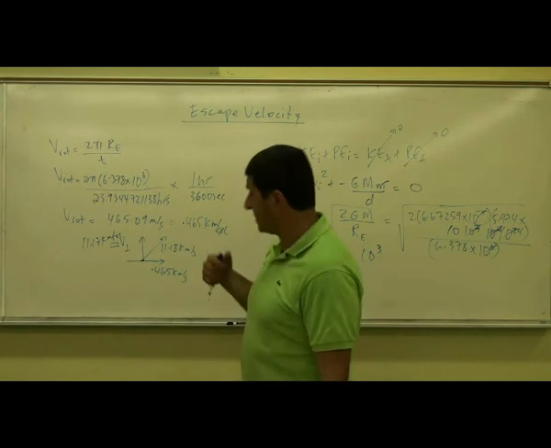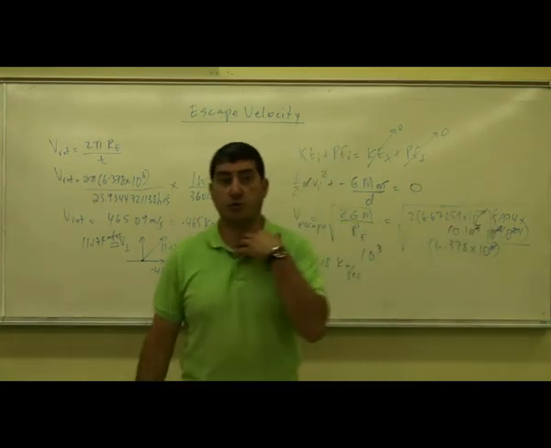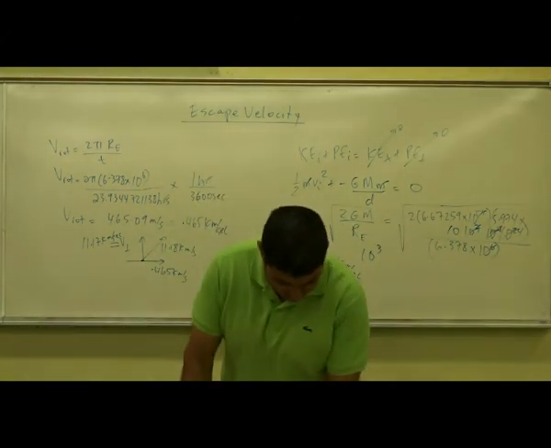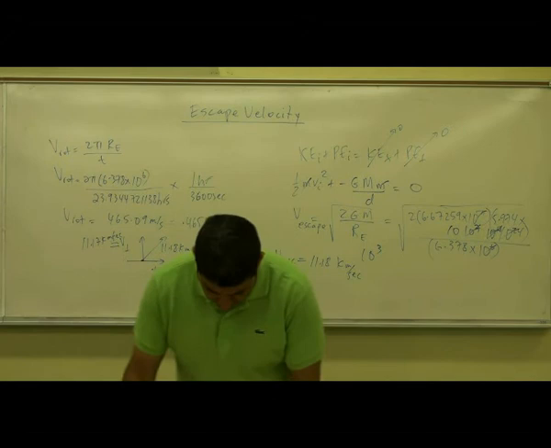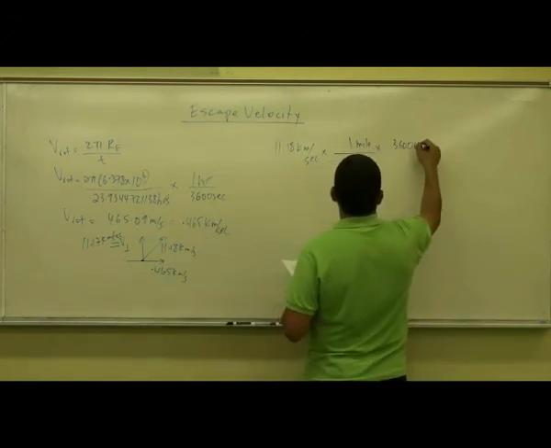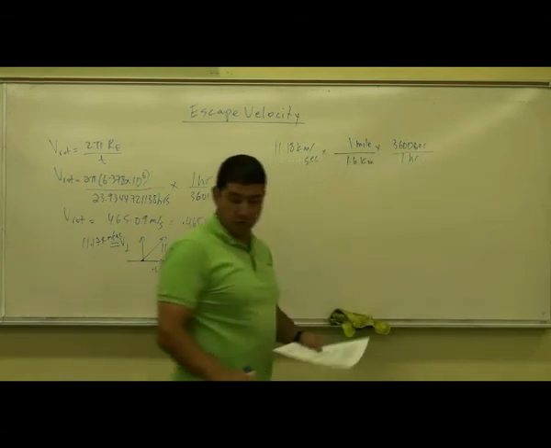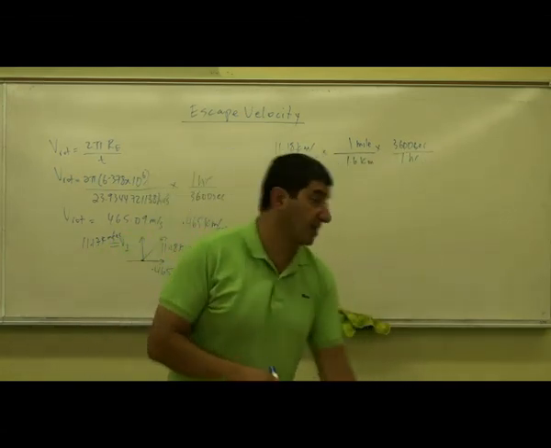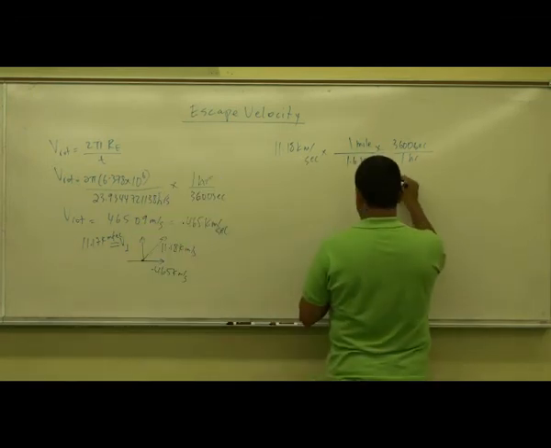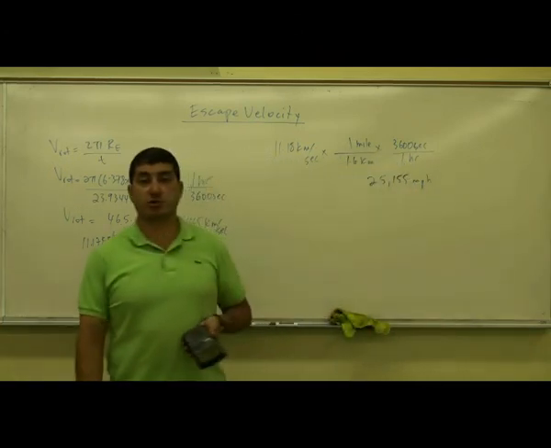This speed, by the way, kilometers per second, if we change that to the one that we know more, the miles per hour units, it comes out to equal, 3,600 seconds is 1 hour. This one will give us the answer in miles per hour. 155 miles per hour. That's how fast the rocket has to go in miles per hour.